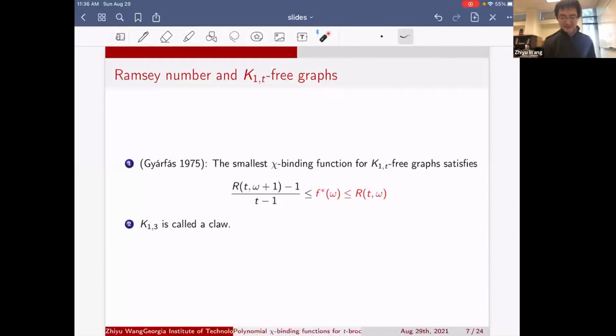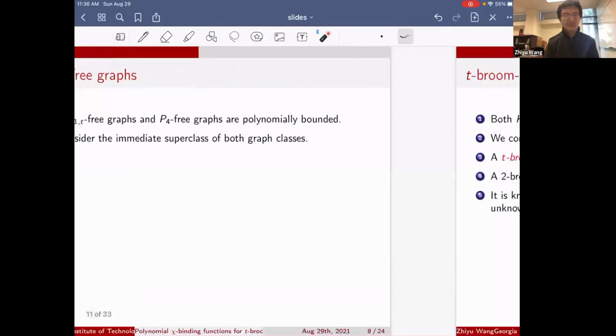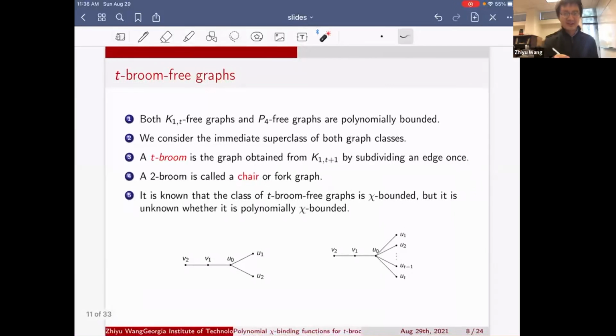So if we look at both K_{1,T}-free graphs and P4-free graphs, both are polynomially bounded. So the next natural question is, what about the larger graph class containing both of them? What is the immediate superclass of both graph classes? Sorry, the slide is moving. Yeah, what is the immediate superclass of both classes?